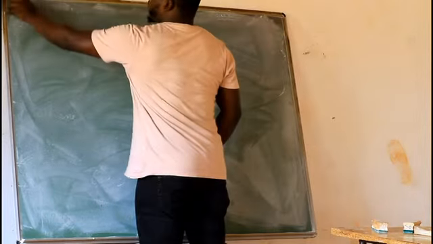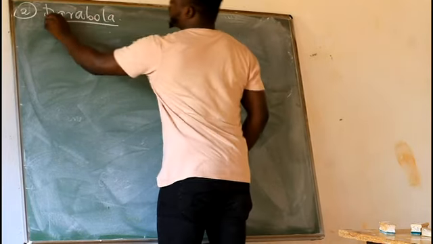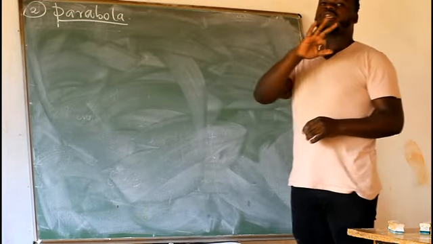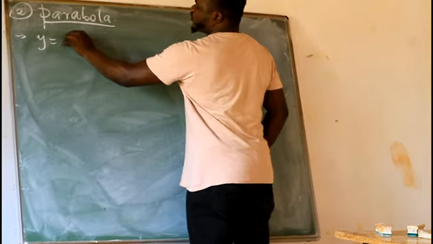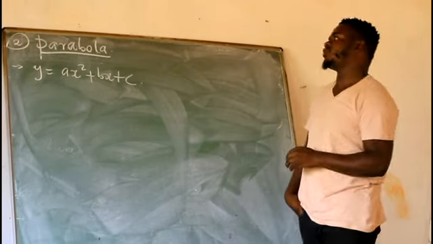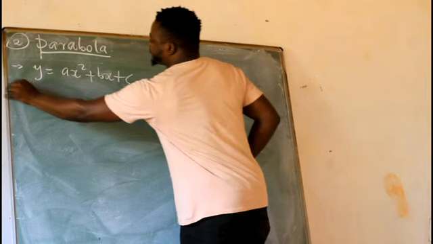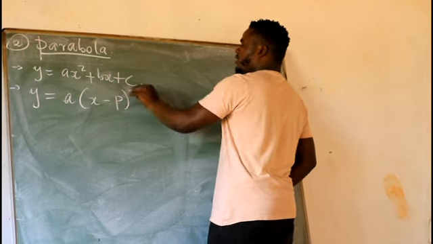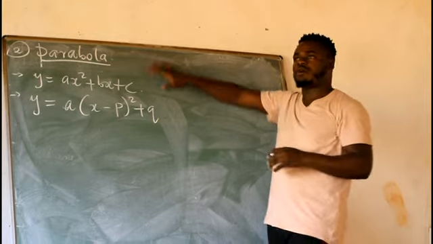Alright, our second graph is going to be the parabola. Now, the parabola has three equations. The parabola is given by y equal to ax squared plus bx plus c. That is equation number 1. This one represents a parabola. And number 2, y equal to a into x minus p all squared plus q. Also this one represents a parabola.